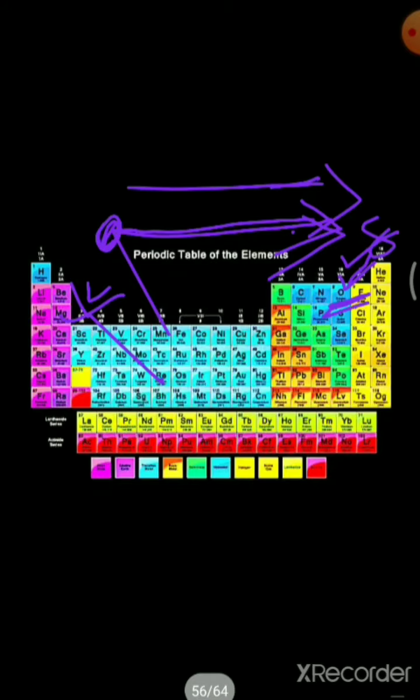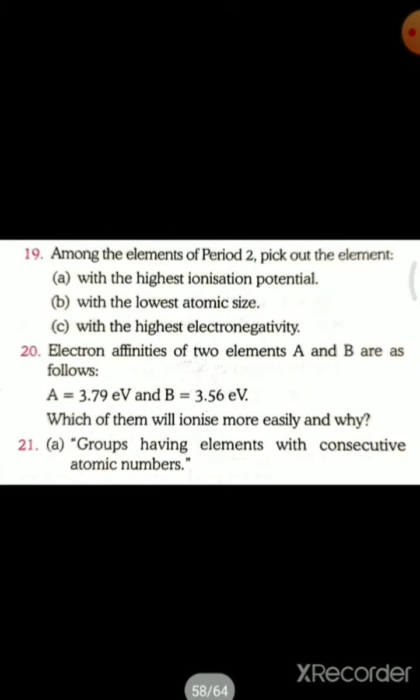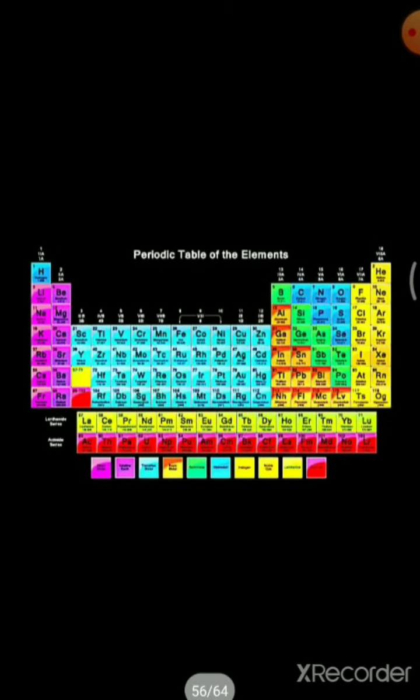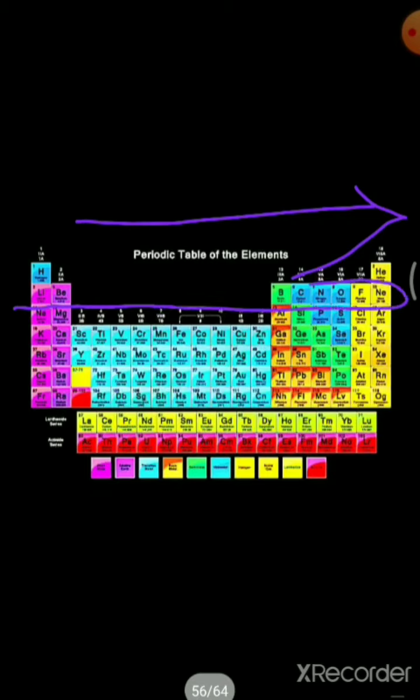Okay, then next question, number 20. Among the elements of period 2, pick out the element with the highest ionization potential. So in period 2, the highest ionization potential will be which one? Because the ionization potential across a period increases. So across period 2 means this one. So tell me which one will have the highest ionization potential? That is this one, neon. Okay. Then the lowest atomic size, which one?